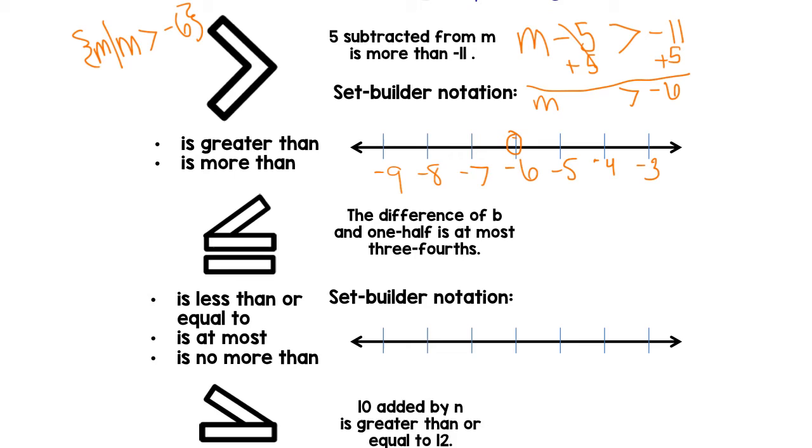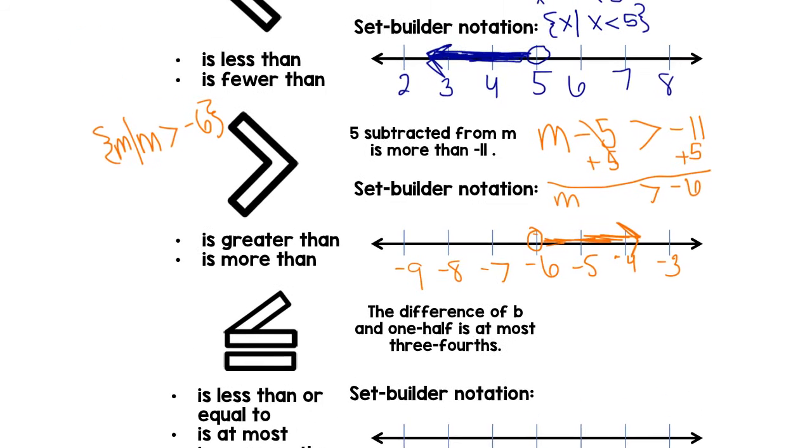We need to plug in some points. So let's test -7. Is -7 greater than -6? No, it's not. -5 is, though. So our arrow is going to be pointing this way.